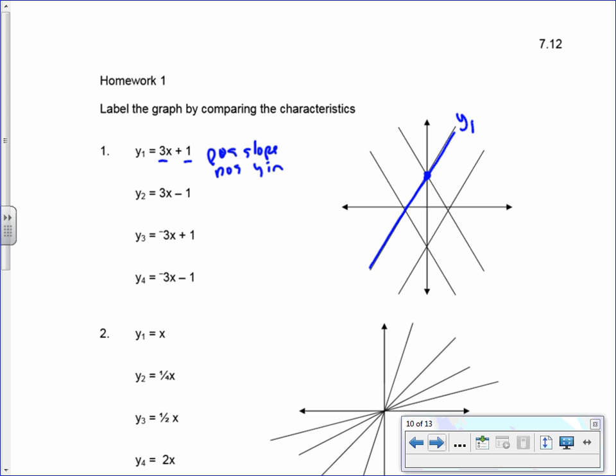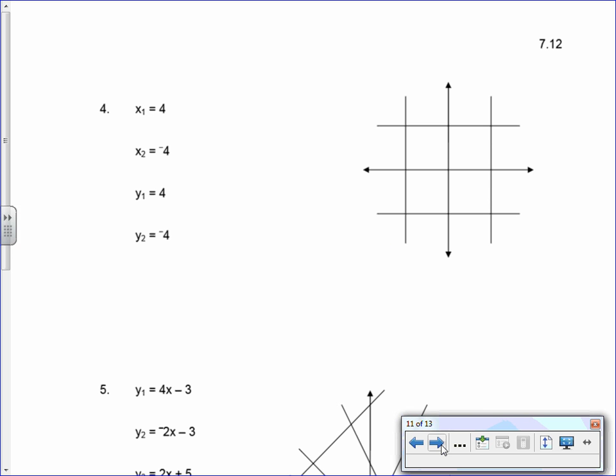Okay? You are comparing positive slopes, negative slopes, steep lines to less steep lines, positive y-intercepts to negative y-intercepts, higher y-intercepts to lower y-intercepts, and then a little bit further on, I think on the second page, horizontal and vertical lines. Okay? All right, that's it.